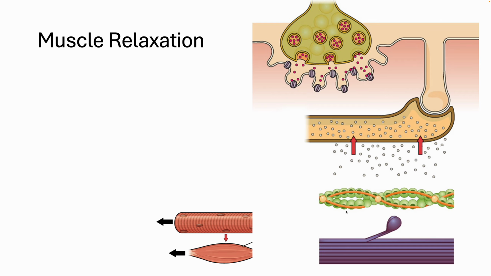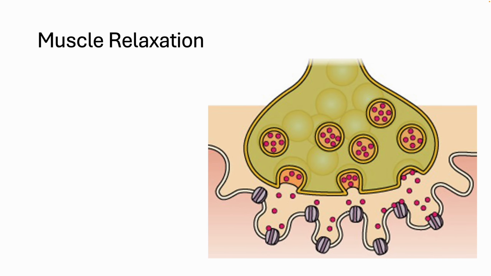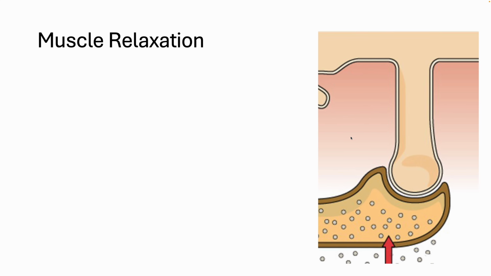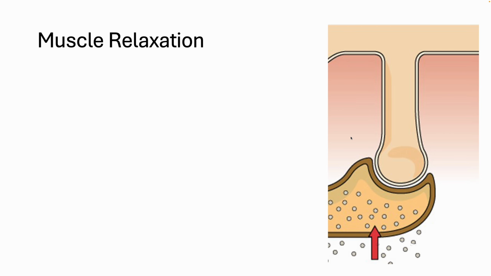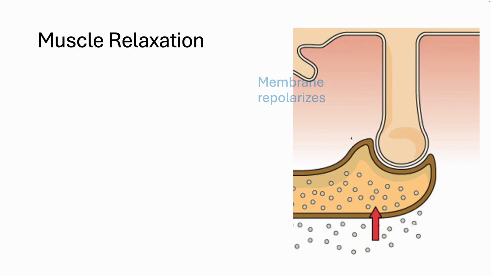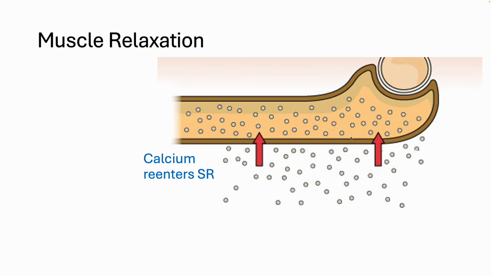Now, when the muscle relaxes, what is going to happen is that your calcium ions are going to be removed from the synaptic cleft. So all of these little red dots get removed from here. The calcium ions are going to return to the sarcoplasmic reticulum as the membrane repolarizes. So we can see the calcium re-entering the sarcoplasmic reticulum.